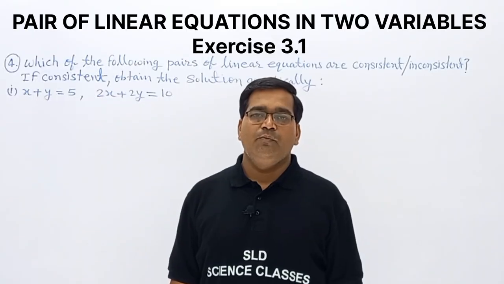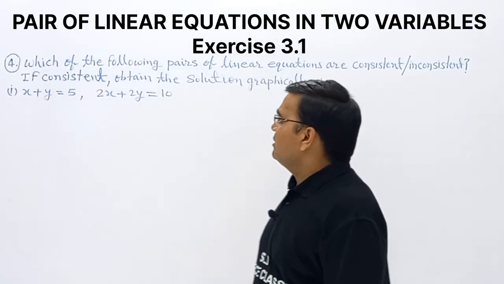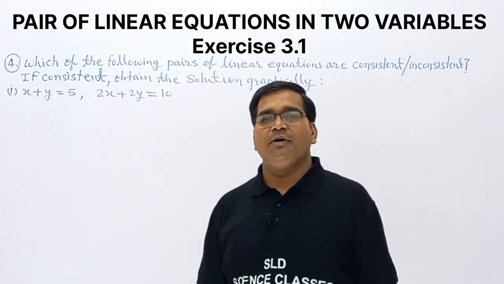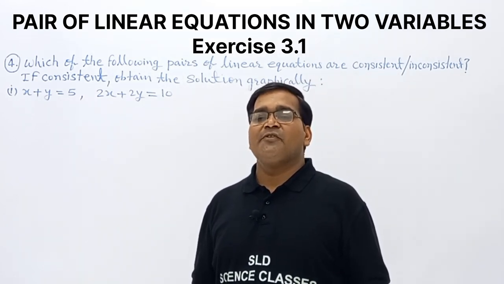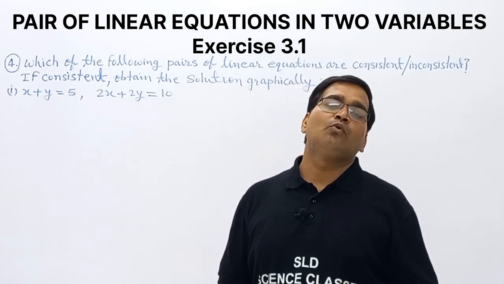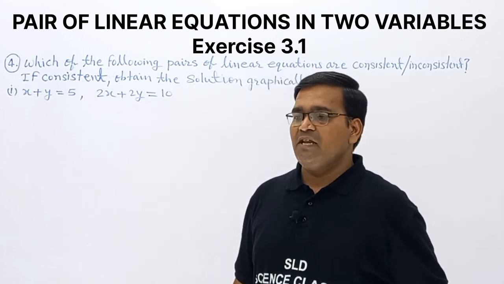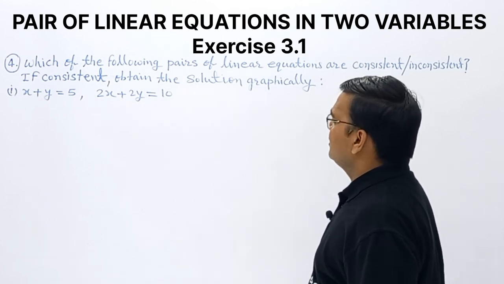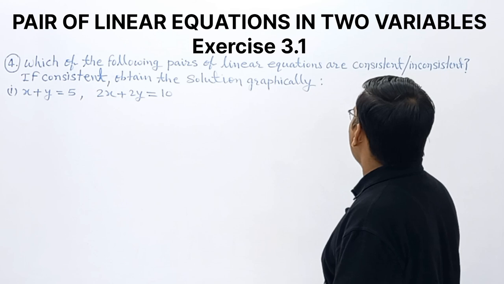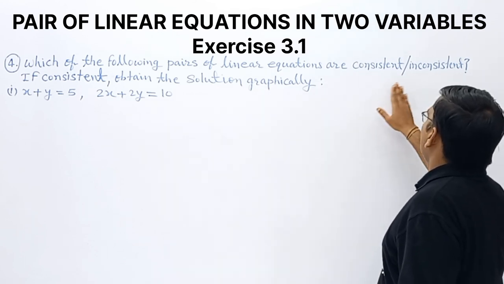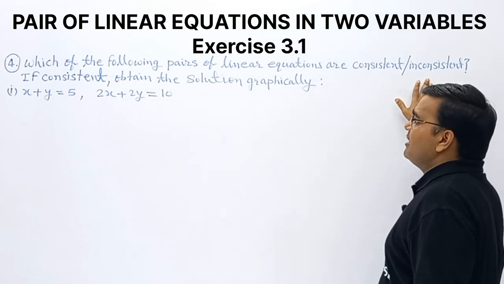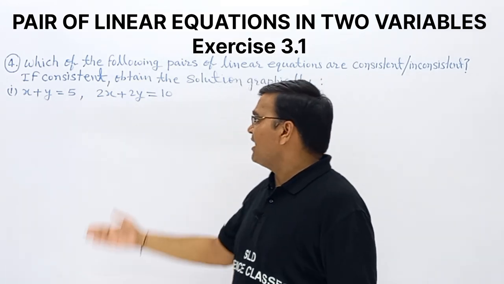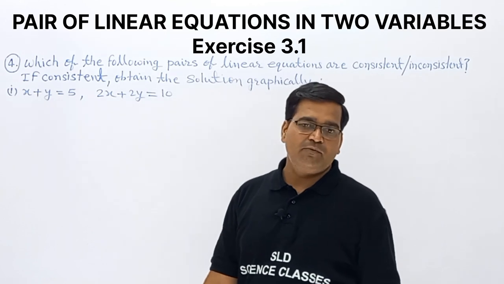In this class, we will discuss question number 4, first one, Exercise 3.1, Pair of Linear Equations in Two Variables. Clear? So what about this question? Which of the following pairs of linear equations are consistent or inconsistent? If consistent, obtain the solution graphically. So first we have some pairs of linear equations.